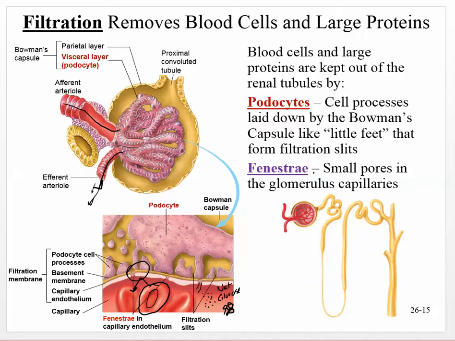And then the fenestrae, small pores in the glomerulus capillaries, which is what we talked about, which I showed you right here, which are very, very tiny. So that's why blood cells and proteins aren't supposed to be able to fit through. And if you do see blood in your urine, that's usually not a good sign, because that means that this hole has been breached and blood cells are starting to move through.